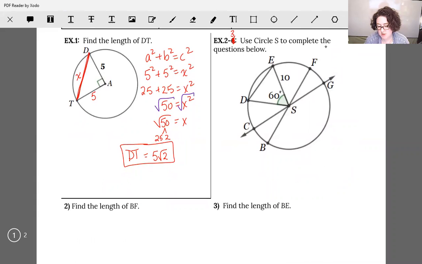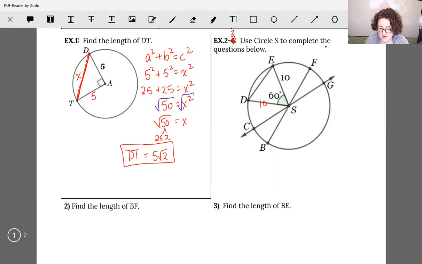So using circle S, we need to complete the questions below. So first thing I'm going to do though, before I read those, is let's look at what we have going on here. I have a couple diameters. I have a bunch of radii, but one of my radii is actually labeled as 10. So I could label every other radius in there as 10. I also have this 60-degree angle.